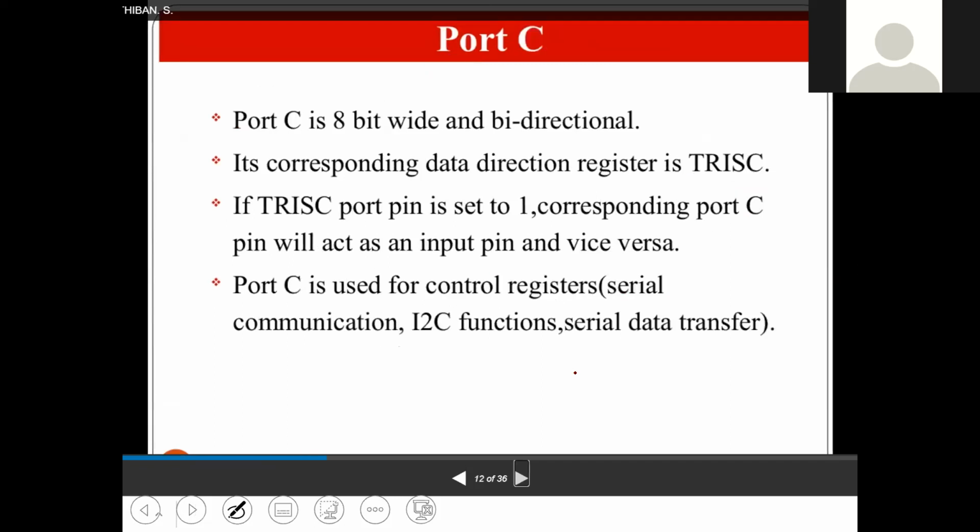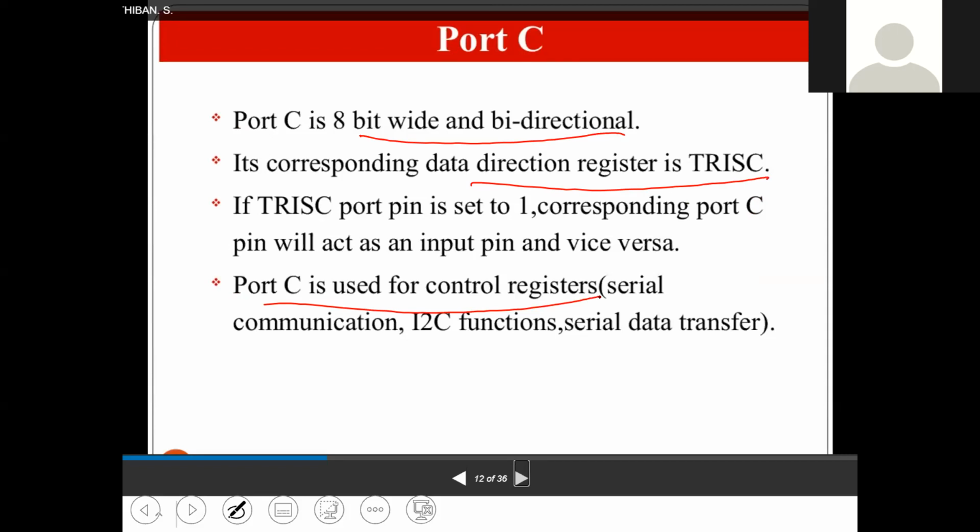And moving on to port C, again it's 8-bit wide and bidirectional, and the data direction register is TRISC. Again 1 means input pin, and this is mainly for control registers. If I want to do serial communication, which register will control the serial communication? What are the registers in serial communication? Serial communication registers in 8051.